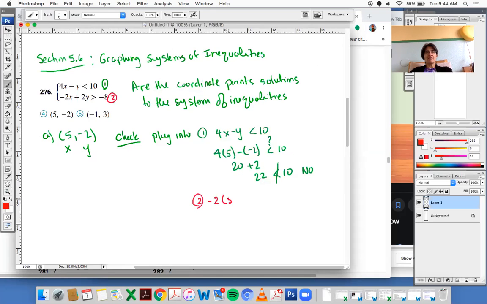We have -2 times 5 plus 2 times -2, and we see if that's bigger than -8. We get -10, question mark, we don't know. -10 minus 4 gives me -14. And that's not bigger than -8, because with negative numbers, the more left on the number line, the smaller the value. So -14 is not bigger than -8. It didn't work in either of the inequalities. So we can say that this point, 5, -2, is not a solution to the system of inequalities. Any questions with that?